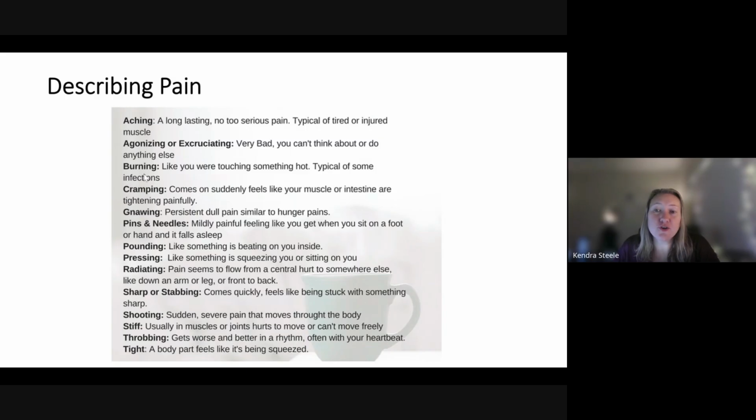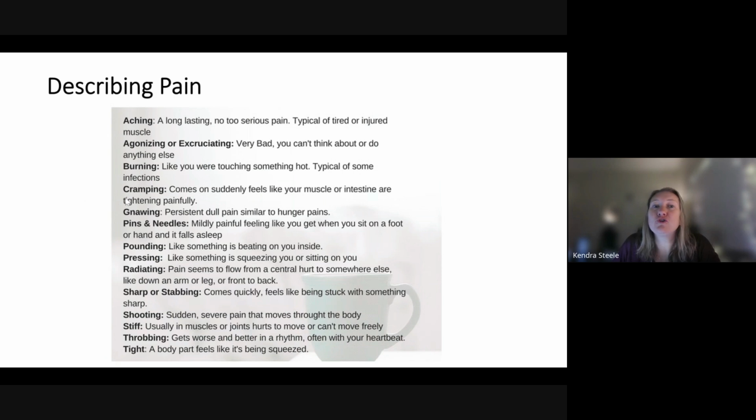Burning. Okay. So we know that burning can be the feeling of when you touch something hot. But sometimes if you have an infection or a wound on your skin, it can feel like it is on fire. It can feel hot to you. So you might have a burning pain.